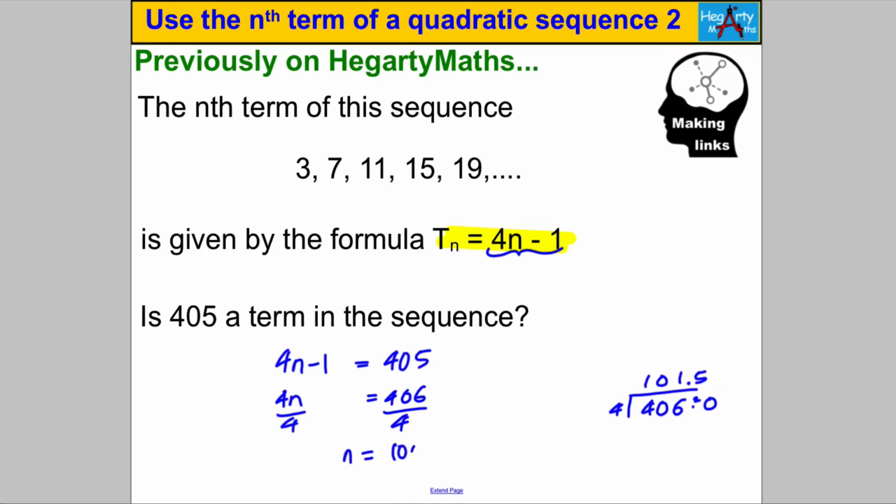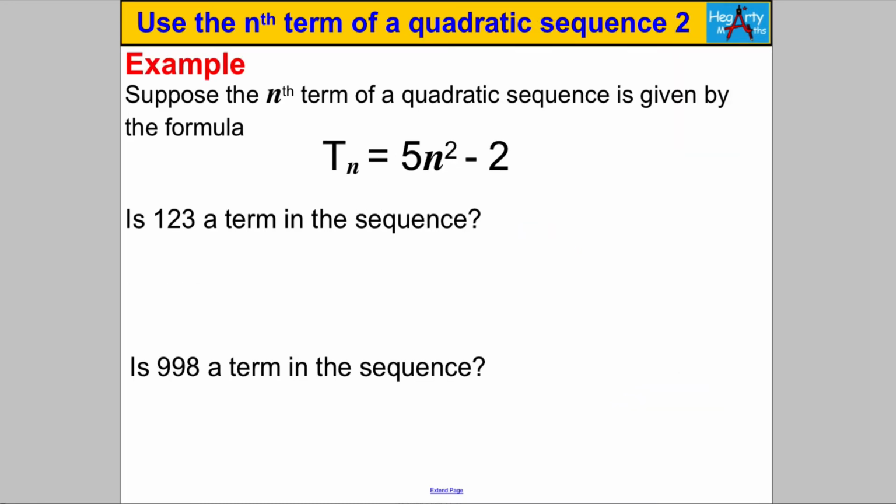So because we get the answer 101.5, n is a decimal, so therefore n could not represent a position in the sequence, so 405 cannot be a term of the sequence. The other way around, if we had got n being something like, let's say 102, a perfect whole number, then that term would have been in the sequence. Okay, let's try and apply the same logic to quadratic sequences. If you feel like you can, pause the video and have a go at this.